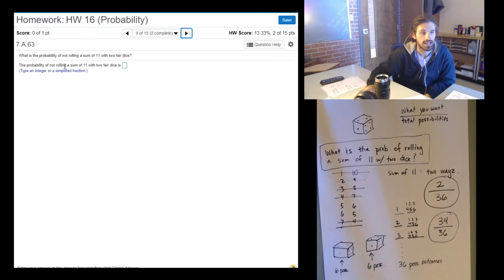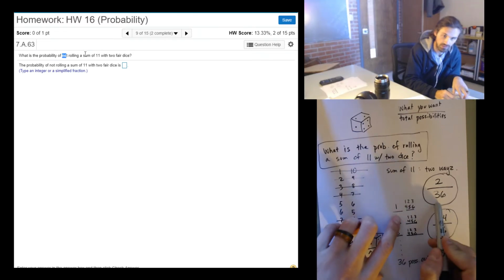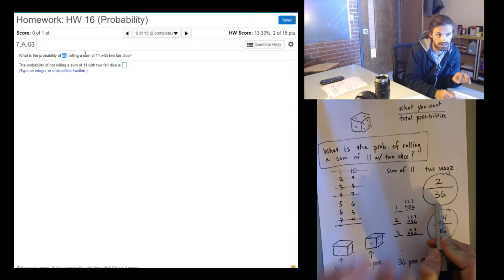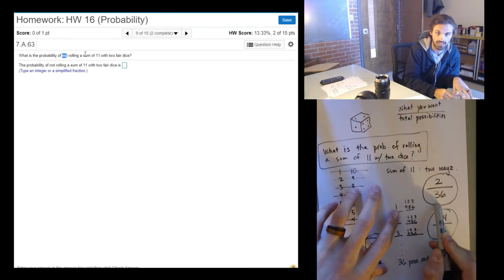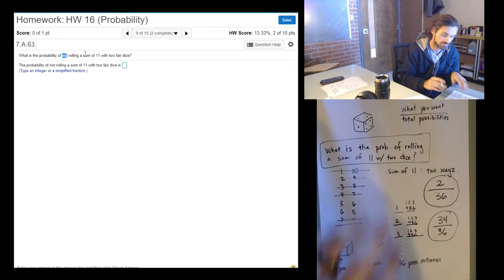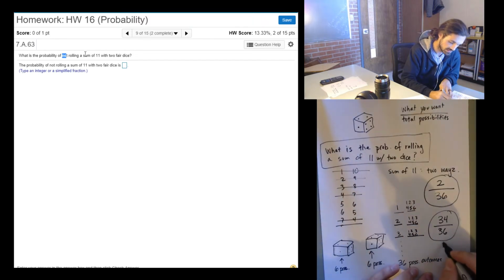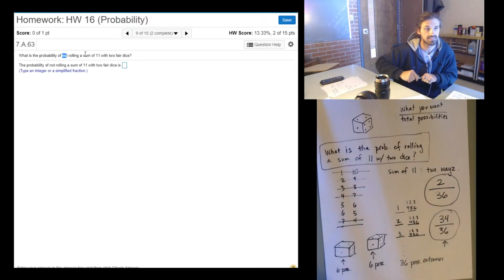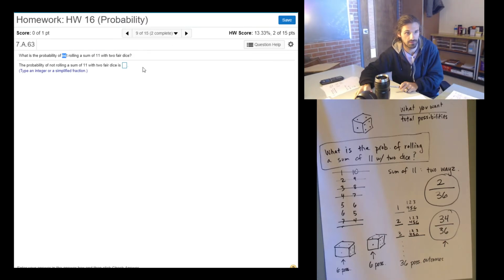So that's how you want to handle these not scenarios. Essentially, ignore the not portion, construct the probability for it, and then recognize that to pin down the not aspect of the question is to look at the complementary piece. So this is what we want: 34 out of 36. Type an integer or a simplified fraction.